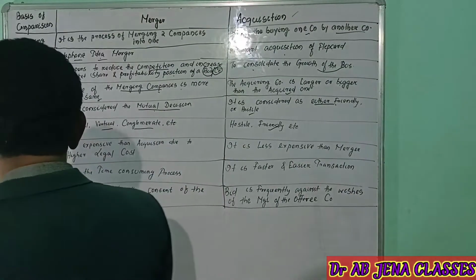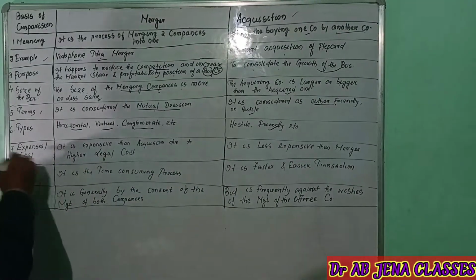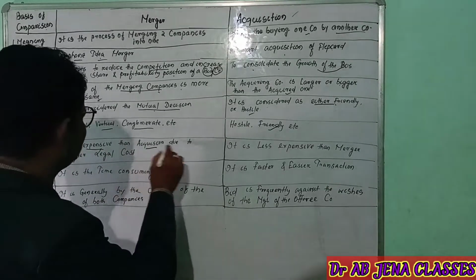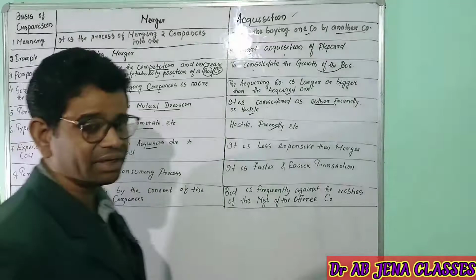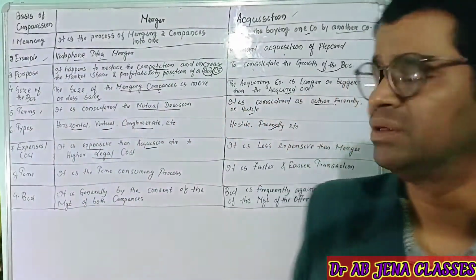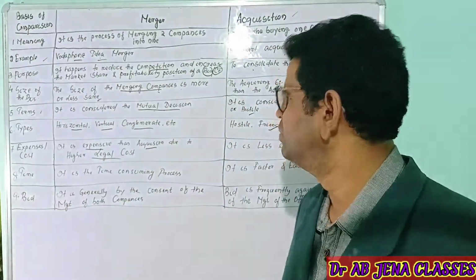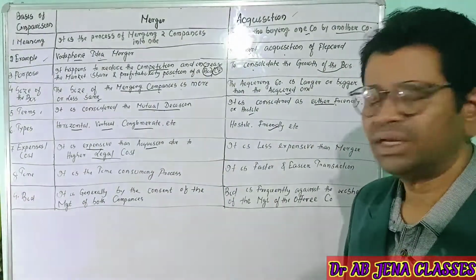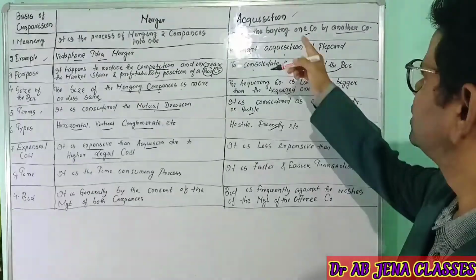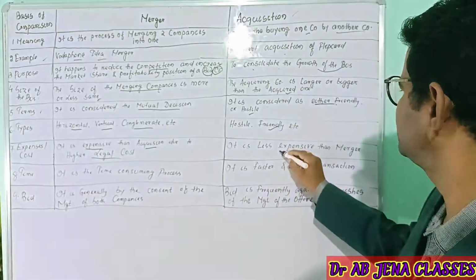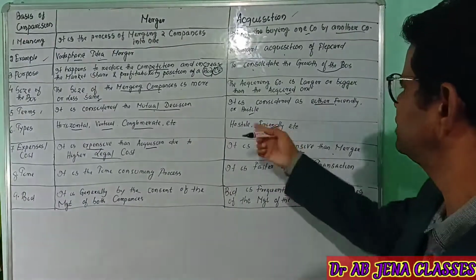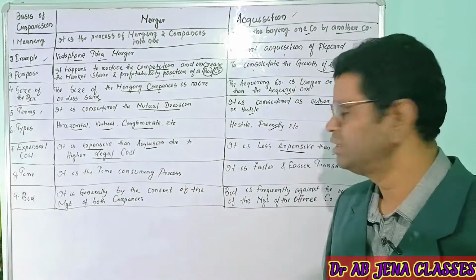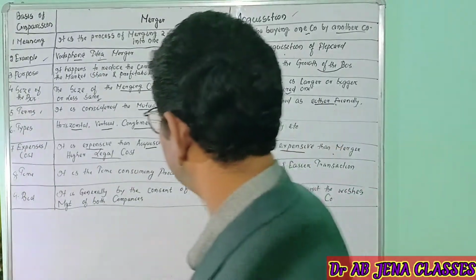Then what are the expenses or the cost? By taking into consideration the expenses involved, a merger is more expensive than an acquisition due to the higher legal cost. The legal cost involved is more, that's why a merger is more expensive than an acquisition. Whereas, just the reverse, in the case of acquisition, it is less expensive than the merger, because if it is hostile, definitely it will be less expensive to the business or the company.